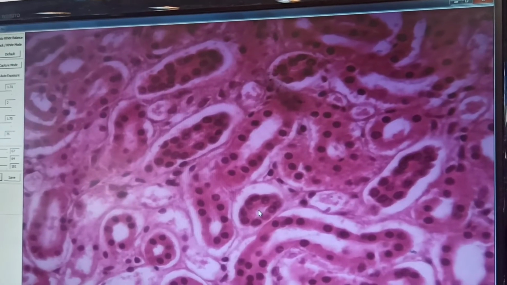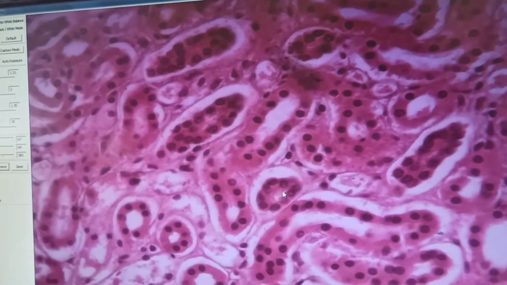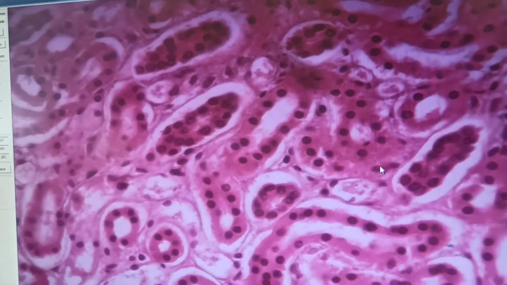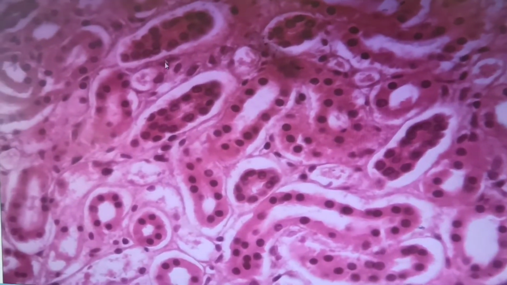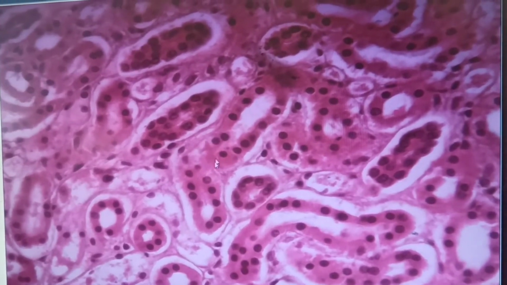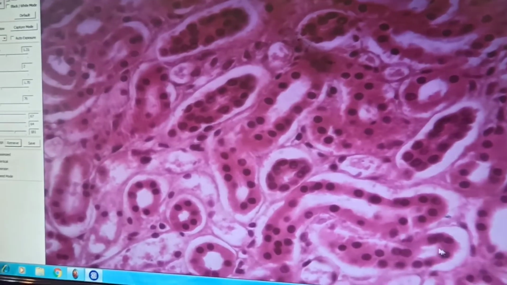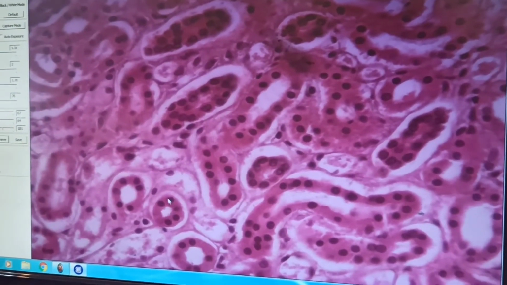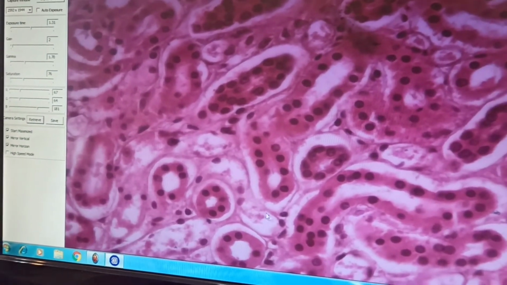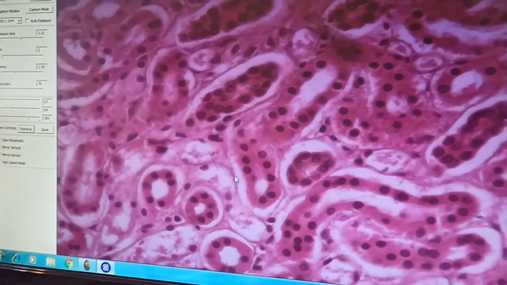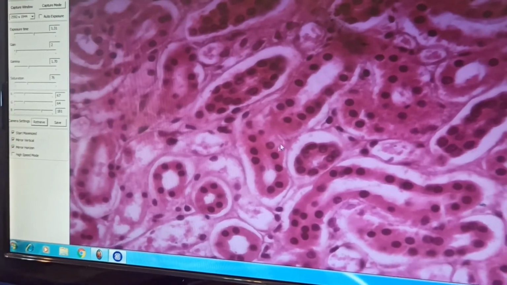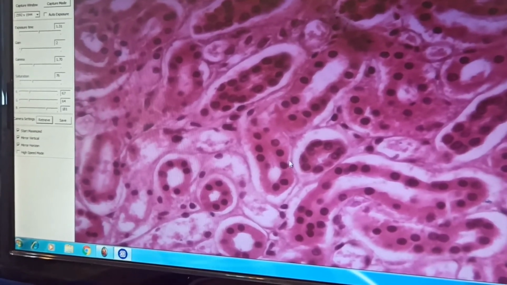Three types of ducts. Some of them are very dark, like these. These are the distal convoluted tubule, the straight part of them. But the lighter ducts are the collecting ducts. And this duct, with a squamous epithelium, these are the loop of Henle. DCT, a straight part, not convoluted, and a collecting duct.